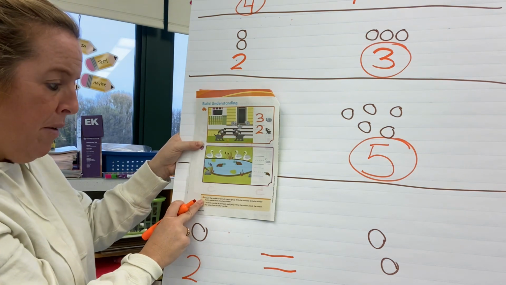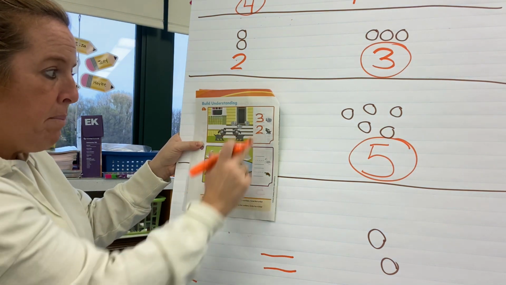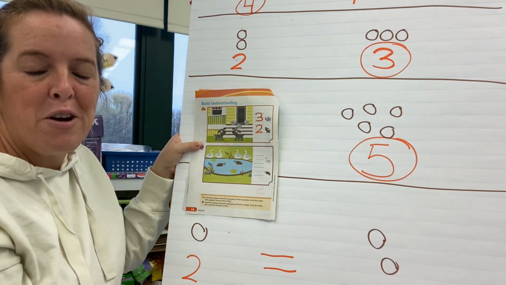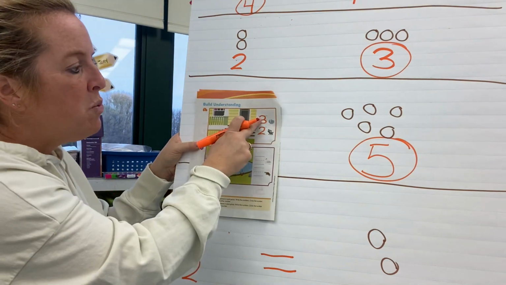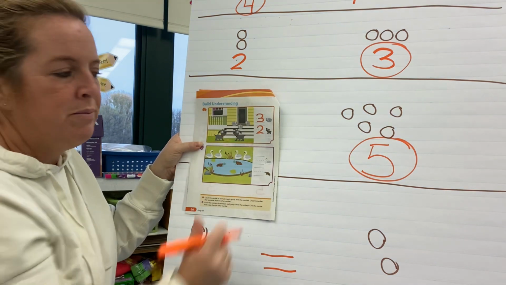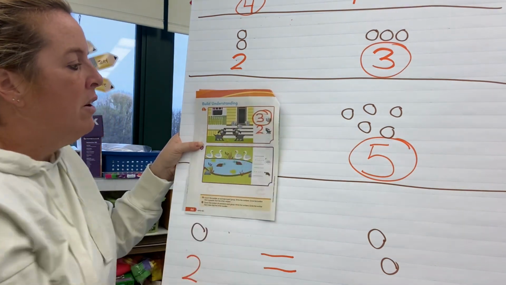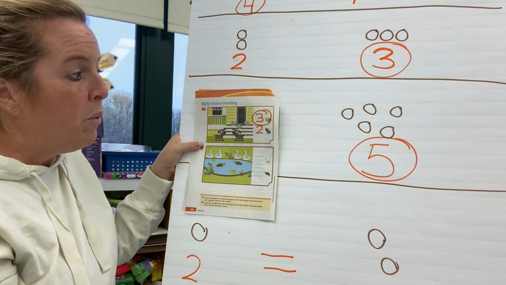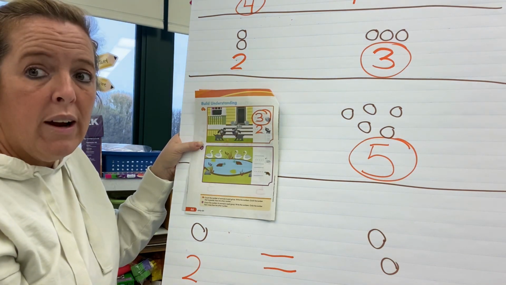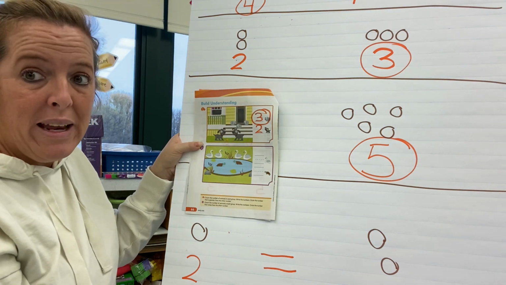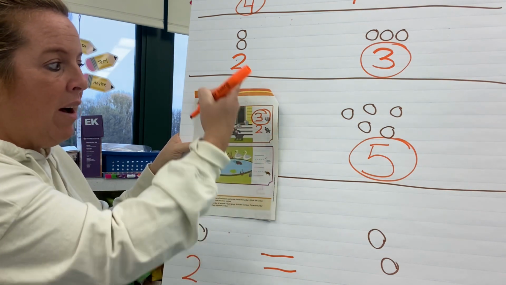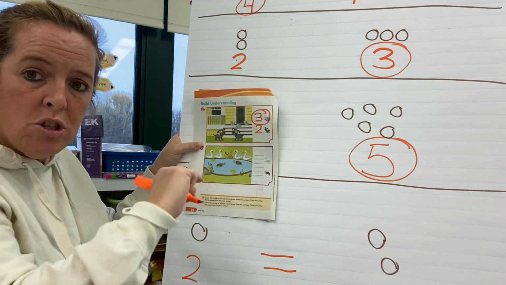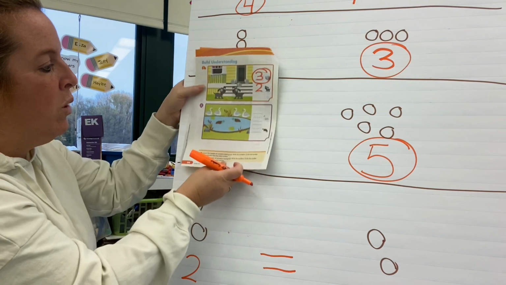It says count the number of animals, we did that. Write the number, we did that. Circle the number that is greater than the other number. That's what we have to do. So which one's greater, 3 or 2? 3 is greater. So we could say 3 is greater than 2, or we could say there are more cats than dogs, or we could say there are less dogs than cats, or 2 is less than 3. You can turn it around as long as you're using the right words.